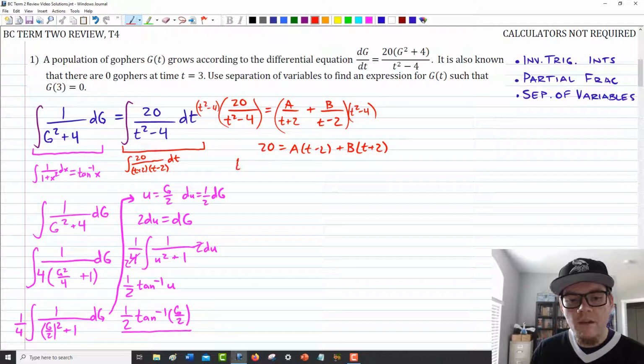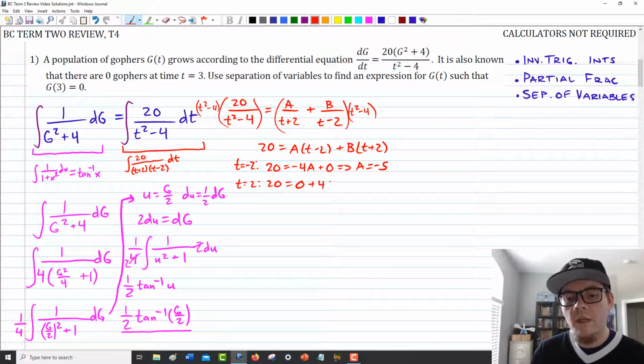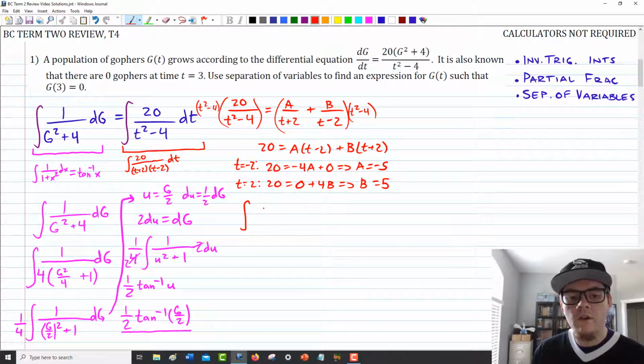After this, I want to plug in some values to find a and b. I'm going to plug in -2 first. When I do, I'll get 20 equals -4a plus 0, which means a is going to be -5. And if we plug in t equals 2, we'll get that 20 is equal to 0 plus 4b, which means that b is going to equal +5. Given all that, on the right side, our integral expression, which was 20 over t squared minus 4, can be rewritten as 5 over t minus 2, note that I'm changing the order to make the positive first, minus 5 over t plus 2, all dt.